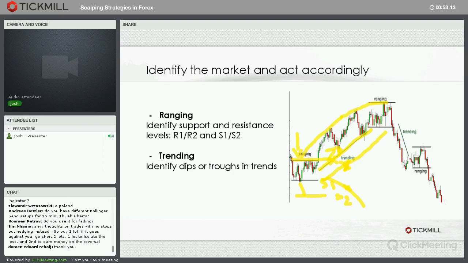Andreas, your question on do I have different Bollinger periods for 15 minute, 1 hour and 4 hour charts? No, absolutely not. I keep those static. Ruben, you're asking if I use Fibonacci's for fading? Correct.